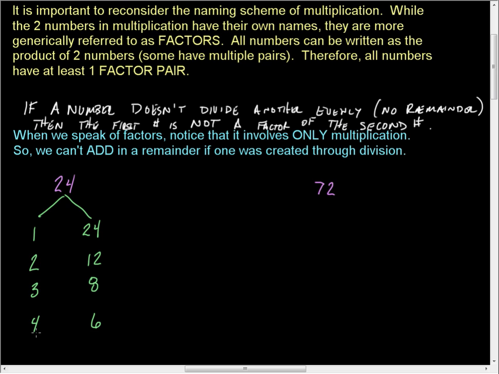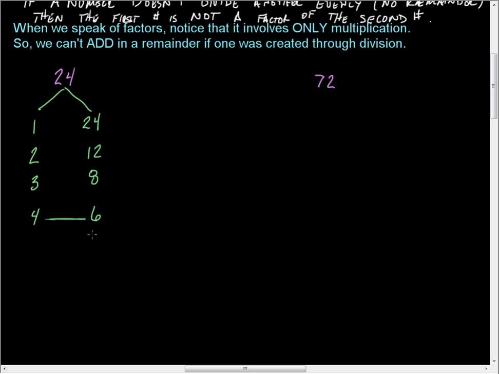If we continue to go, it's just going to repeat itself. Once these two numbers switch places, you're done. 5 does not go into 24, but 6 does. At that point, all you're going to get is a repeat of the first 4 pairs, but in reverse order.